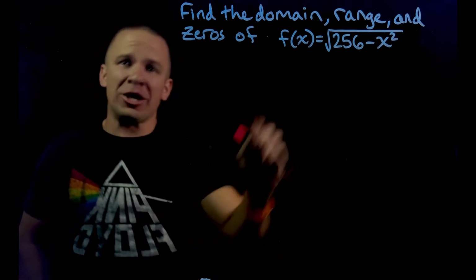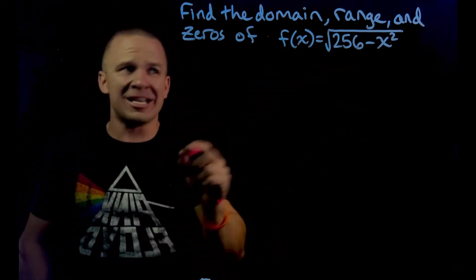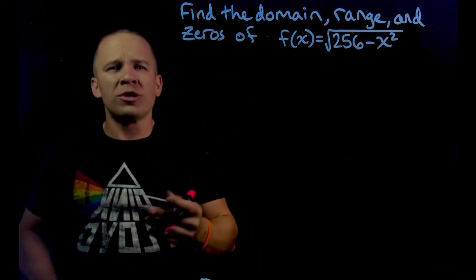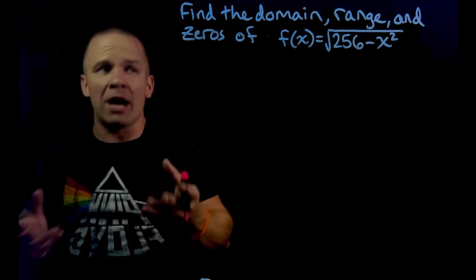We're about to find the domain, range, and zeros of this radical function that has a quadratic within it. That's how radical it is. It has a quadratic going on inside. Now, when we're talking domain, we're talking about what x values can we and can we not plug in.